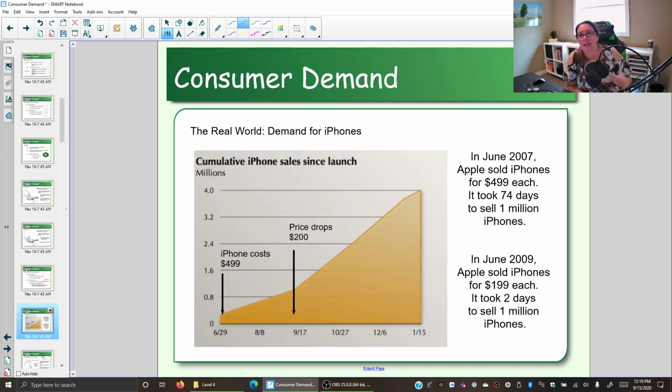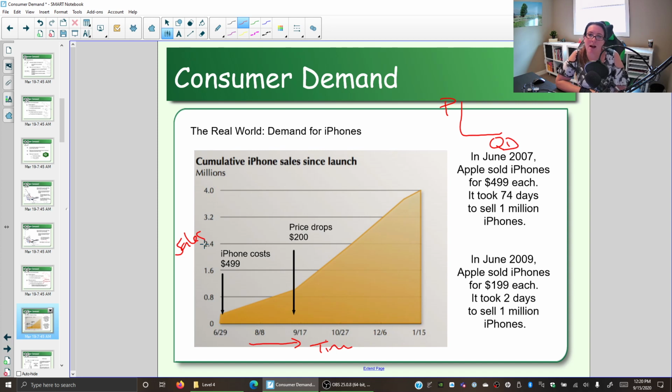Now, often in real life, we don't spend a whole lot of time drawing demand curves, okay? But we do see the law of demand present. So what you see here on this graph is not a demand curve. Demand curves show as you change price, what happens to the amount we are willing and able to buy. This shows time, and it shows sales volume. But it does show us the law of demand.